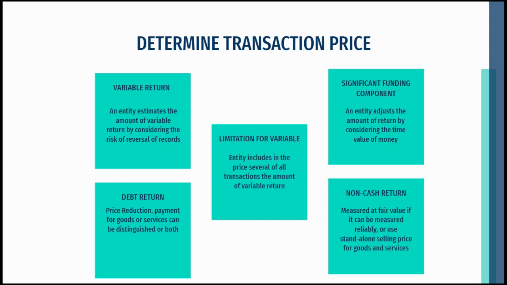Next, for the significant financing component, an entity adjusts the amount of return by considering the time value of money. Next, the non-cash return is measured at fair value if it can be measured reliably, or use the standalone selling price for goods and services. And the last one, for debt return, is a price reduction. Payment for goods and services can be distinguished or both. For the variable return, we may have advanced determination techniques or methods.